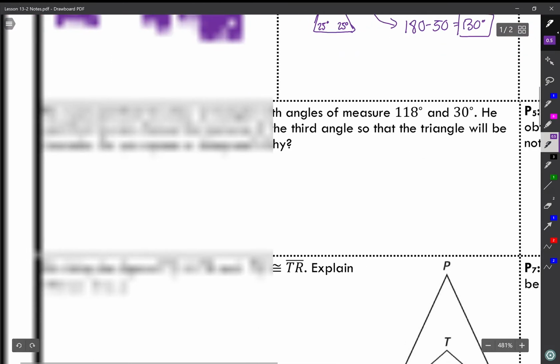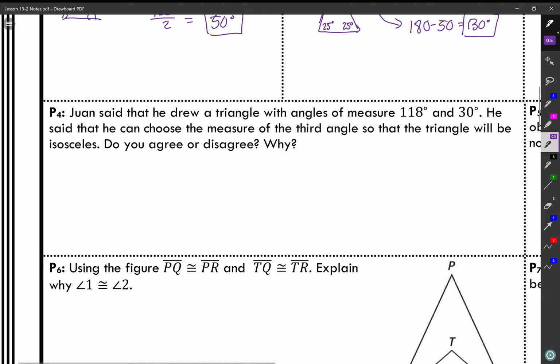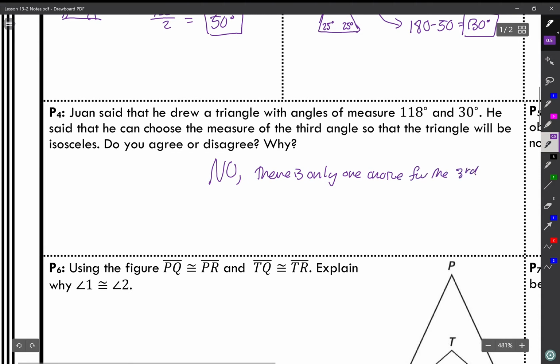Number 4. Juan said that he drew a triangle with angles of measure 118 and 30 degrees. He said that he can choose the measure of the third angle so that the triangle will be isosceles. Do you agree? So I'm going to say a big old no. There is only one choice for the third angle, which is, so we do 118 plus 30. Subtract that from 180, you get 32 degrees.